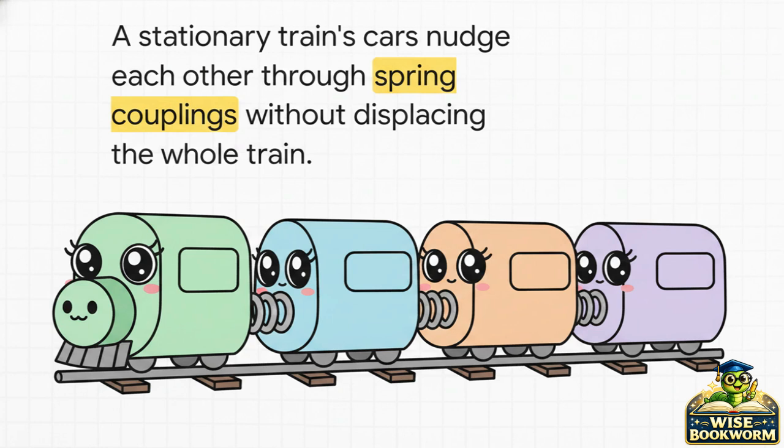Just imagine a stationary train sitting on a track. When an engine bumps the very first train car, that push is transmitted through the spring couplings from one car to the very next, all the way down the line. The energy of the push travels the entire length of the train, right? But the whole train hasn't bodily moved down the tracks. Each car just gently nudged its neighbor. That perfectly visualizes how a longitudinal sound wave travels through air molecules.